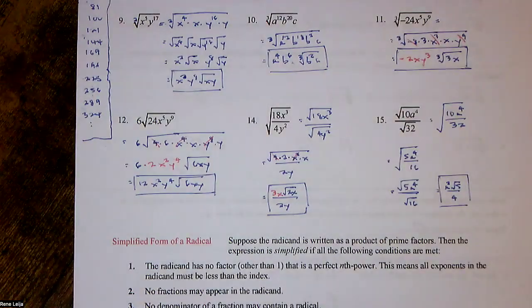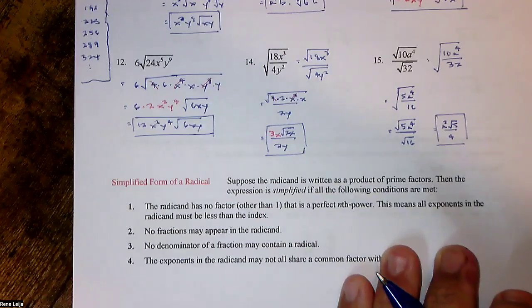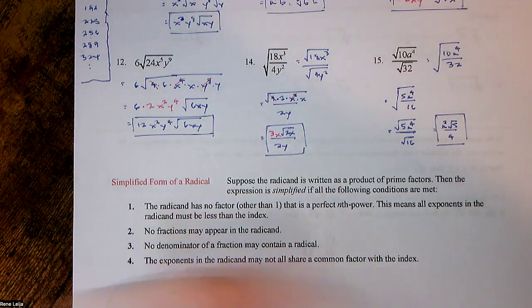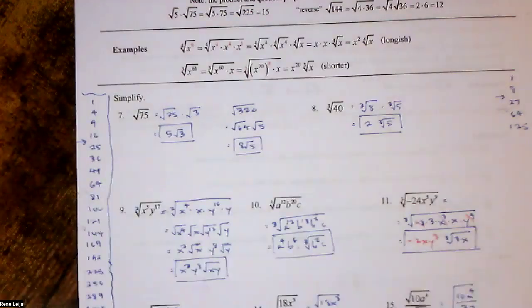Okay, so this can be tricky, right? Okay, so now let's look at the next part. And I'll let you read the simplified form of a radical. So this is how you need to be leaving your answers. Okay, all right.